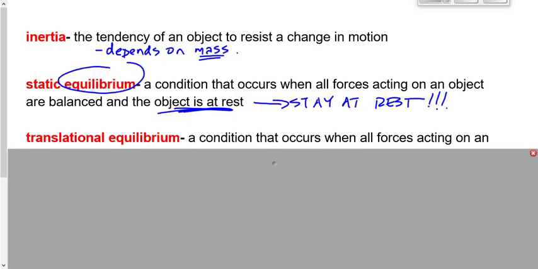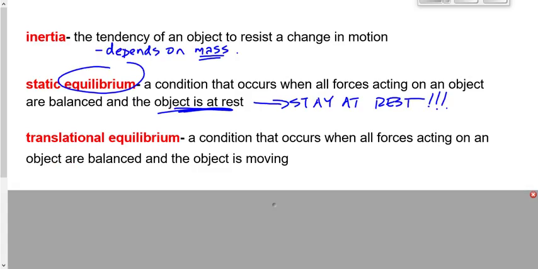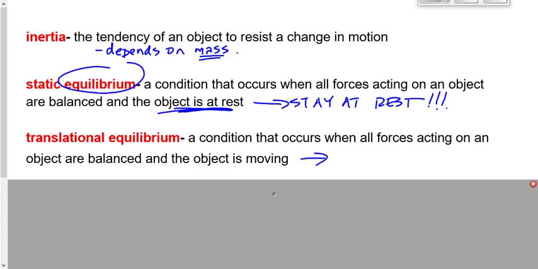Translational equilibrium, on the other hand. Equilibrium means, again, somebody? Equilibrium means what? Balanced forces. What do you think translation means? Translational or translation? Moving equilibrium? So we're saying that we've got an object that's moving, but the forces are balanced. If the forces are balanced on an object that's moving, it will keep moving at a constant velocity.